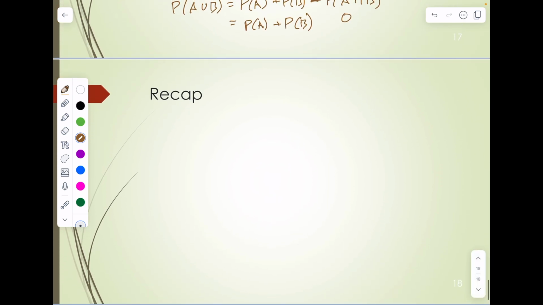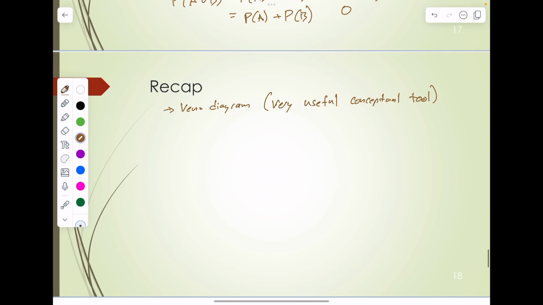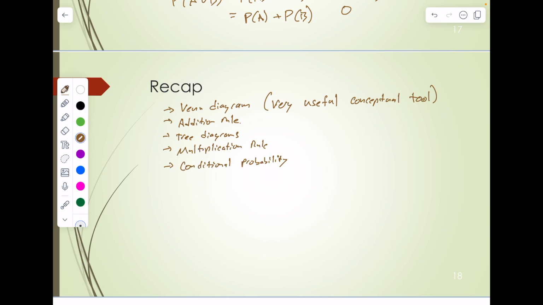Okay, recap. We talked about a whole lot today. First thing we talked about was Venn diagrams, which is a very useful conceptual tool. It helped us to understand the addition rule better. That brings us to the addition rule. After that, we talked about tree diagrams, which is useful in understanding multi-stage experiments. And that introduced the multiplication rule. And that brought us to conditional probability.